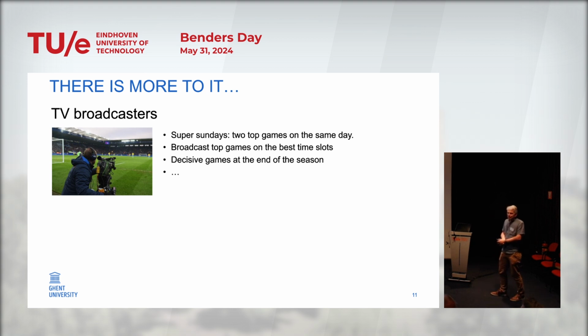TV broadcasters also have lots of constraints. I don't know if it's known in the Netherlands, but in Belgium there is something like a Super Sunday, which is a Sunday which has 2 top games, broadcasted one after the other. They like that, the Belgian broadcasters. They think they have more people watching in this way. They want to broadcast the top games on the best time slots. They want the decisive games at the end of the season. So they have lots of these constraints.